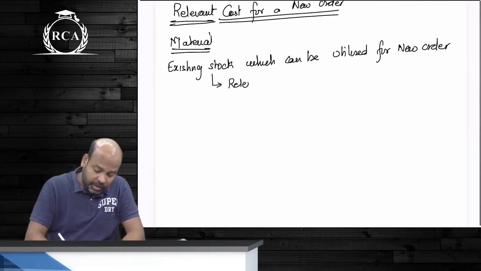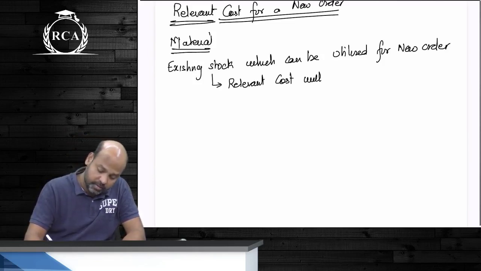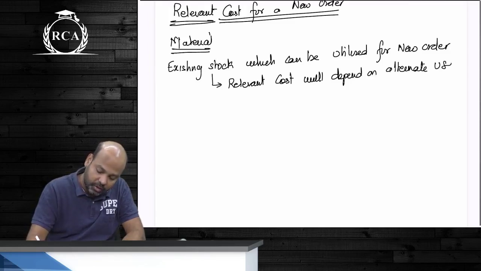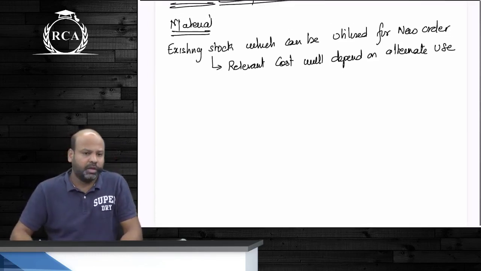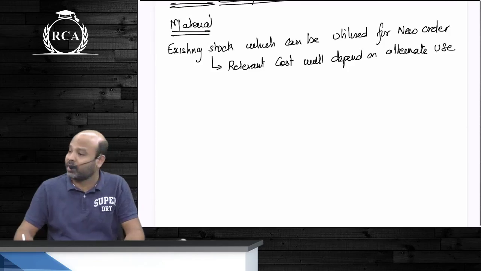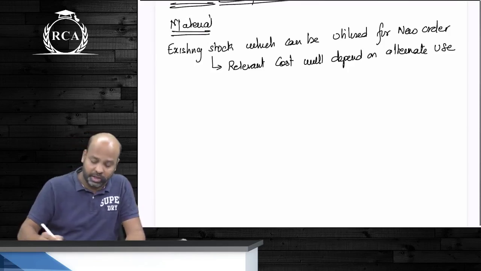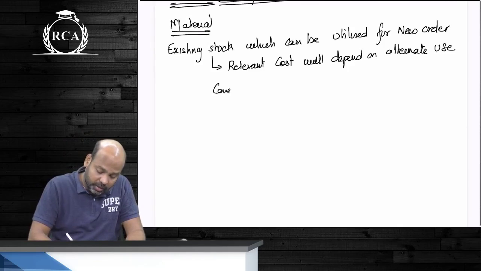Relevant cost will depend on alternate use. Yes or no? Keep writing, I've already explained all of this. Relevant cost will depend on alternate use. What will be the first alternate use that I spoke about? Case 1. What is that?